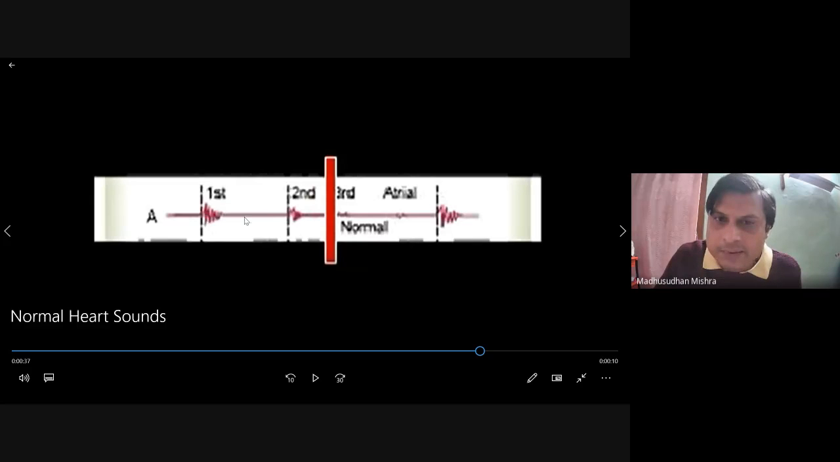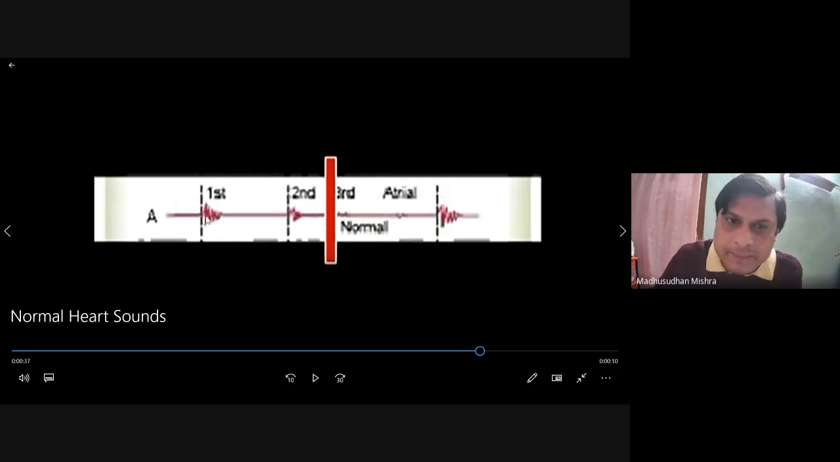We will see S1, S2, then S1, S2, then again S1, S2. Here the timing between S1 and S2 is less compared to the time difference between the second and the next first heart sound. S1 is known as lub and S2 is called dub. So lub dub, lub dub, and it goes on. These are the healthy heart sounds.